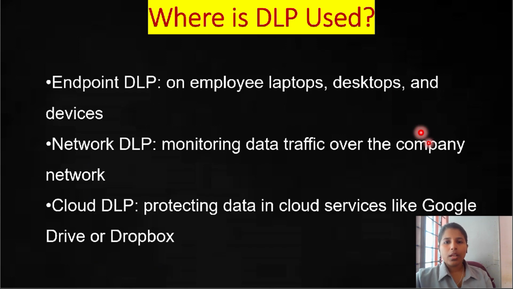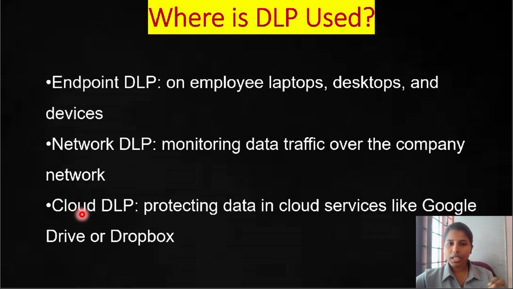Now we can look at where it is being used. So endpoint DLP, network DLP, and cloud DLP. These are where DLP is mostly used. Endpoint means the employee's laptop, like our laptop, desktop, mobile devices, and other devices. That is endpoint DLP. And network DLP means monitoring data traffic over the company network. And cloud DLP means protecting data in cloud services like Google Drive or Dropbox. So these are the main places where we are using DLP.